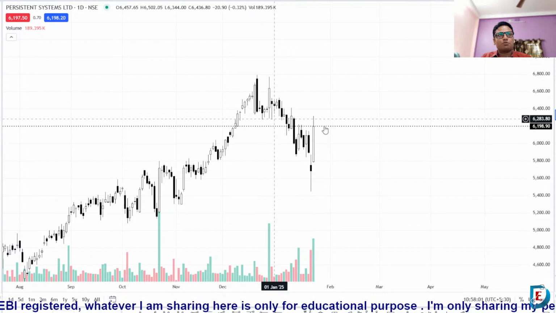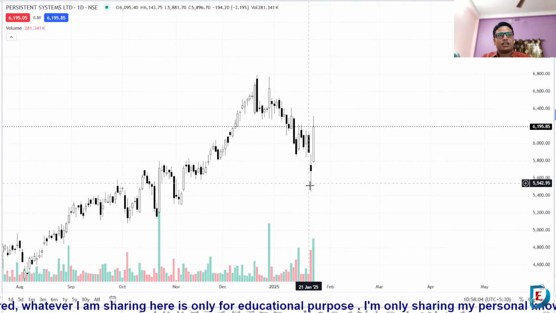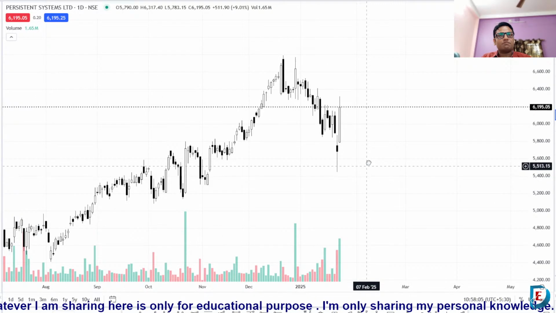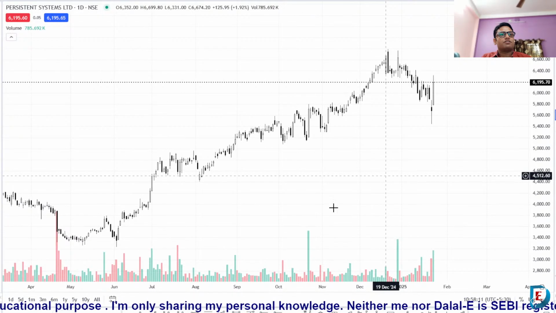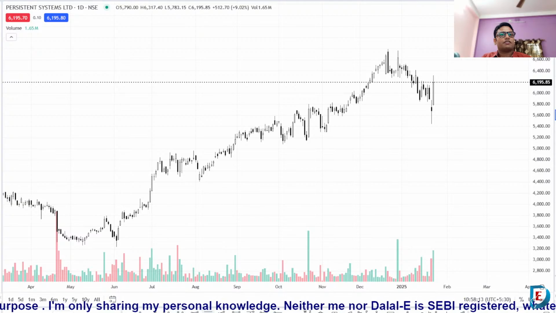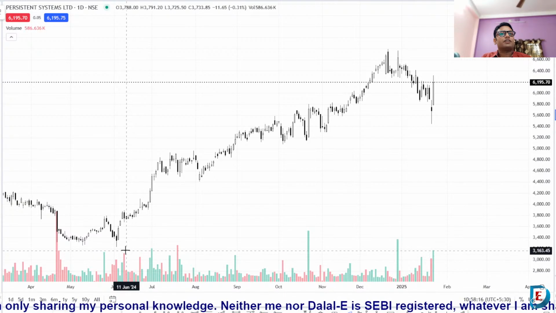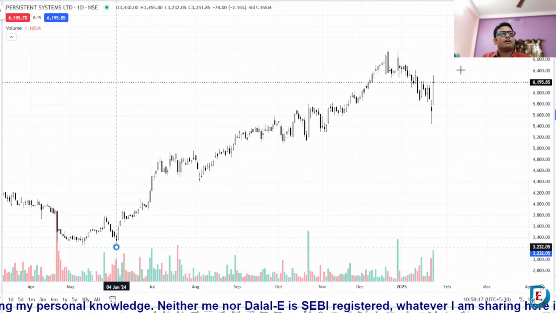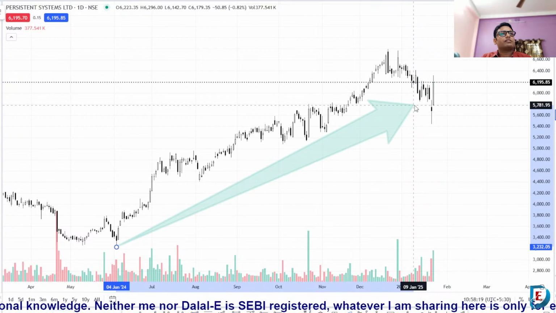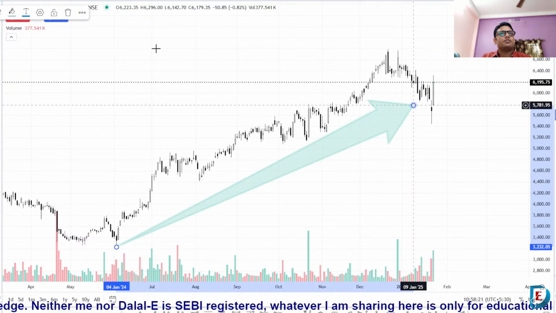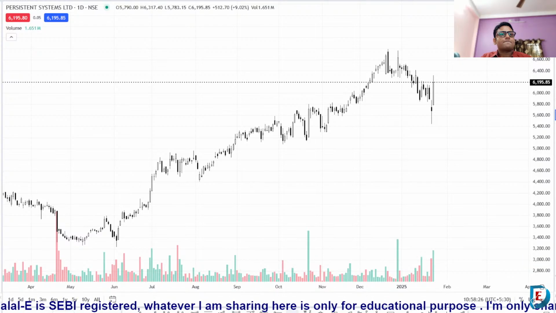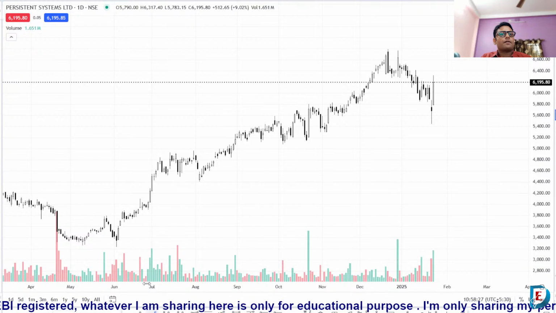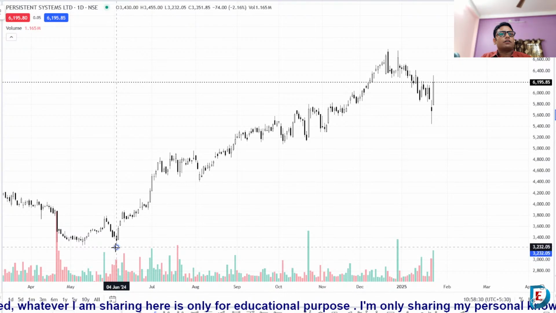The low gets broken, the correction was going on, but I don't take it as a downtrend, because if you see this kind of movement, I can't say this is a downtrend. It's a very good uptrend, and which is still intact. Why am I saying this kind of uptrend is intact? Because look at this.